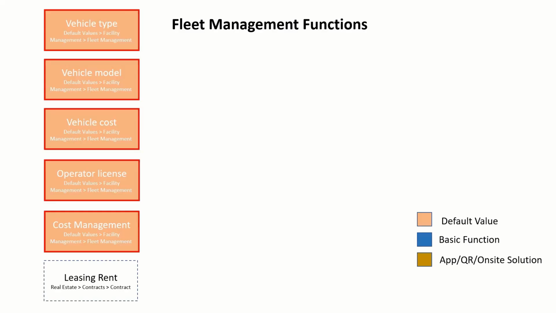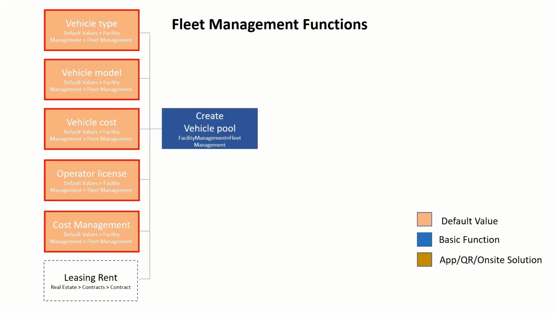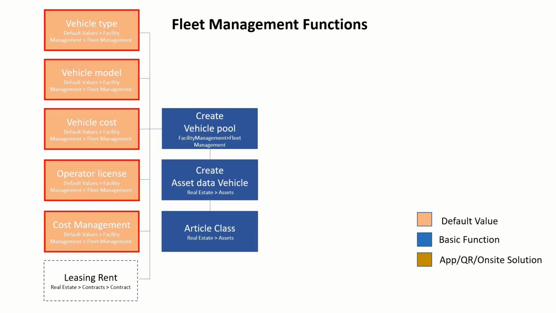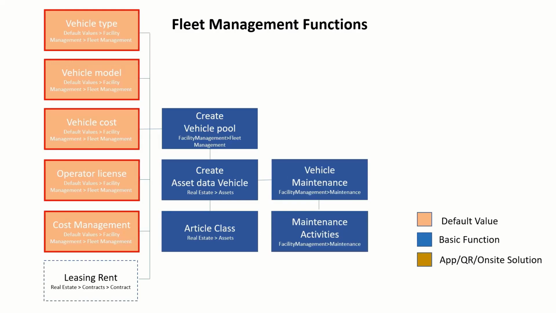The next function creates the particular vehicle based on the default values. The defaults, linked to the vehicle model, like maintenance intervals, are automatically copied to the particular newly created asset. The new vehicle is now available for bookings.